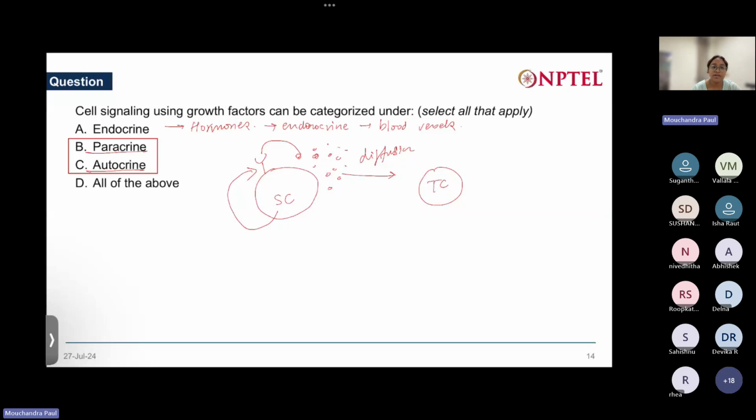Then when there's a signal for cell division and there's a need for a very large number of cells to start the cell division cascade altogether, then paracrine and autocrine signaling can both happen together. So these are the two pathways that growth factor molecules use in order to do cell signaling. Endocrine signaling cannot take place.